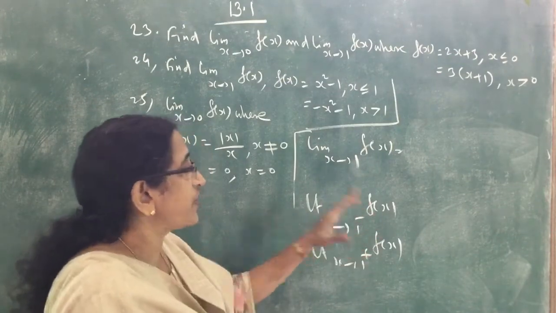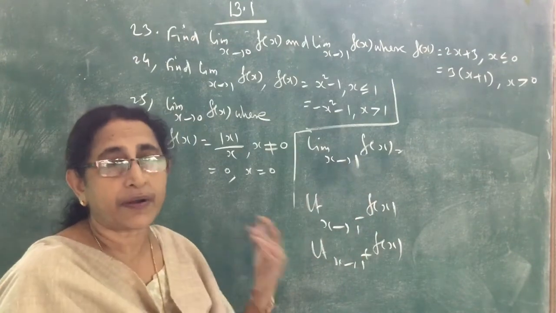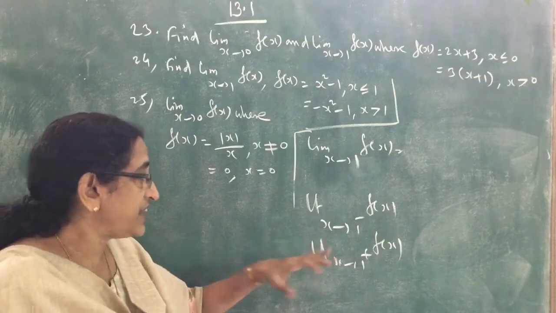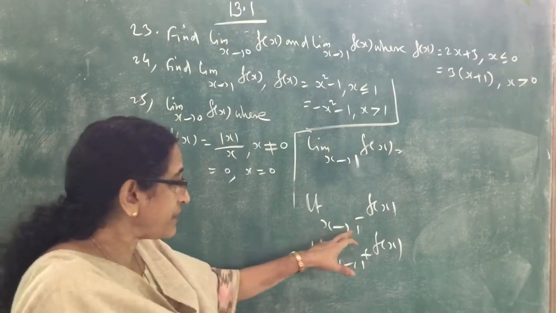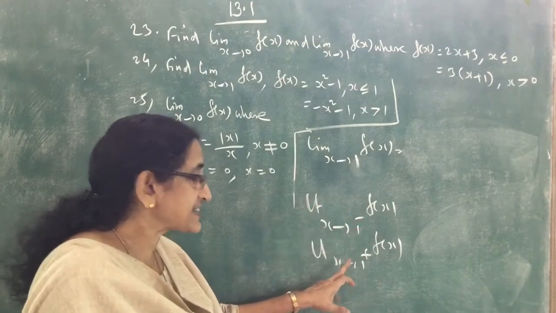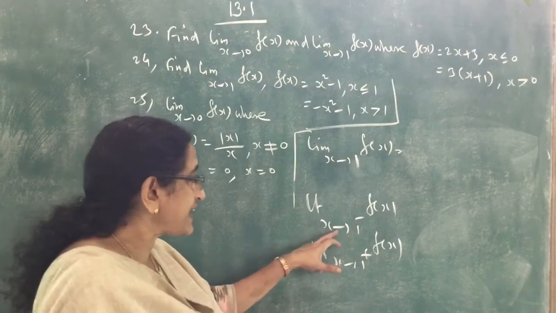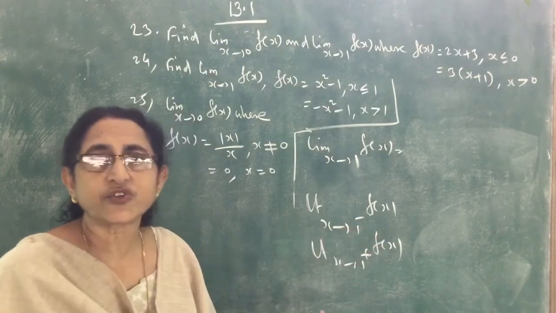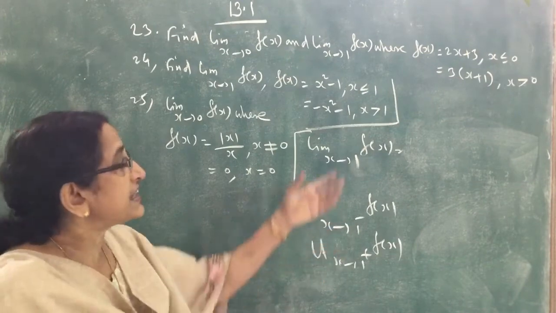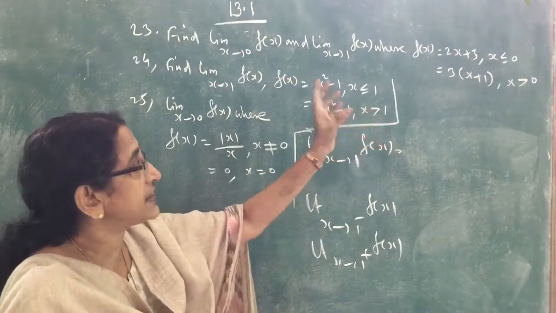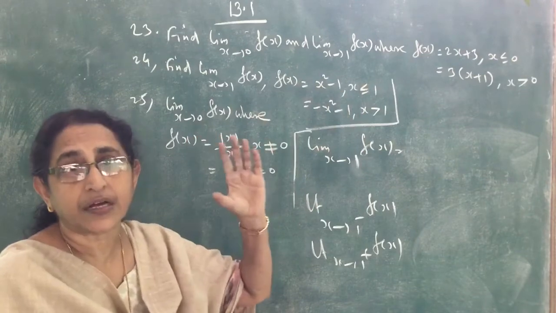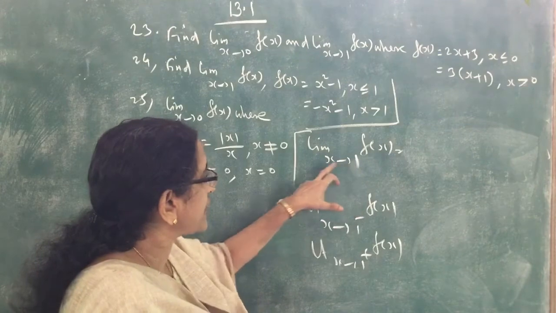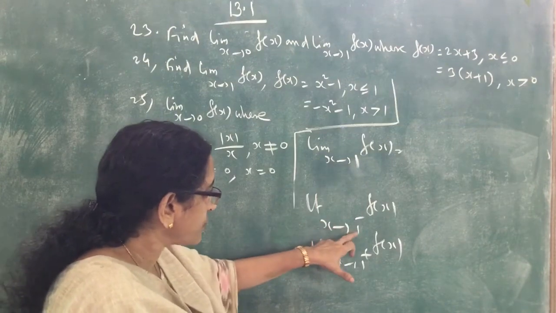So in that case, one thing you have to think about is whether we need to find the left hand limit and right hand limit or not. This means x less than 1, and this means x greater than 1. Only if f of x is different for x less than 1 and x greater than 1 do we need to find the left hand limit and right hand limit. See the definition of the given function, and using that we have to think whether we need to find left and right limits.